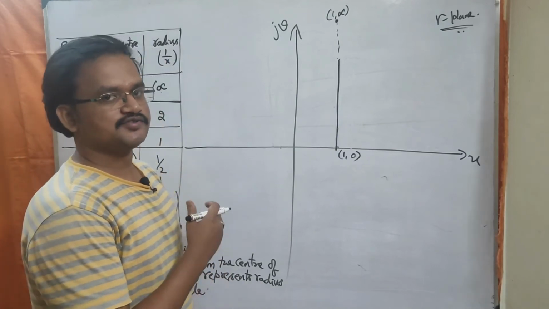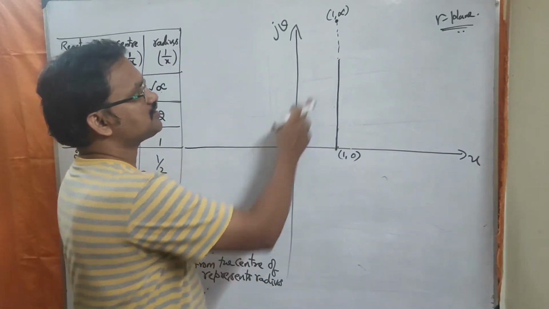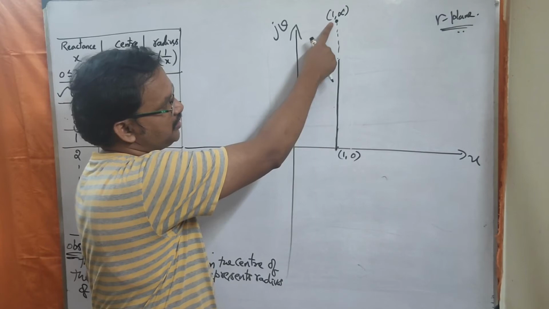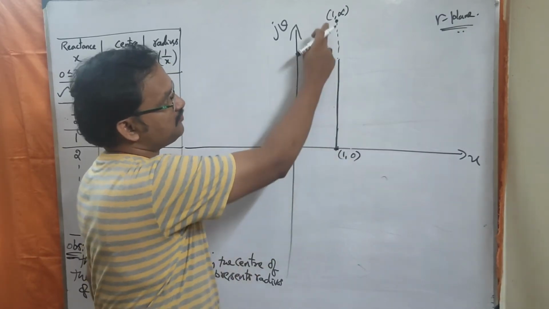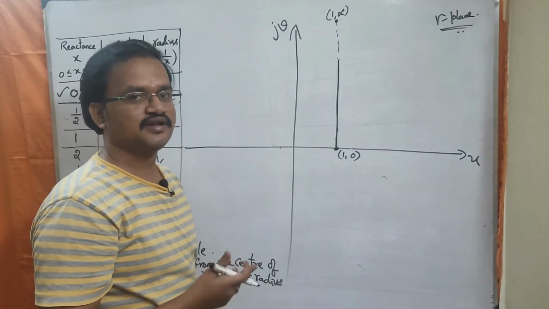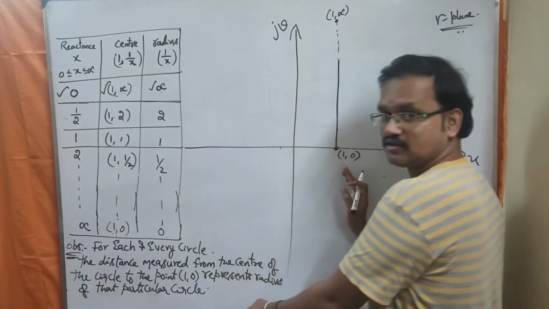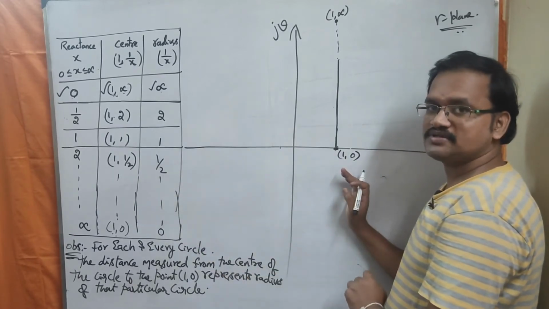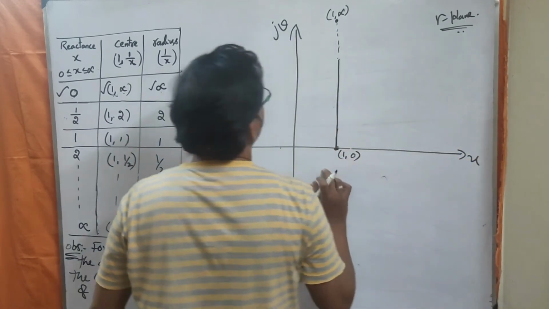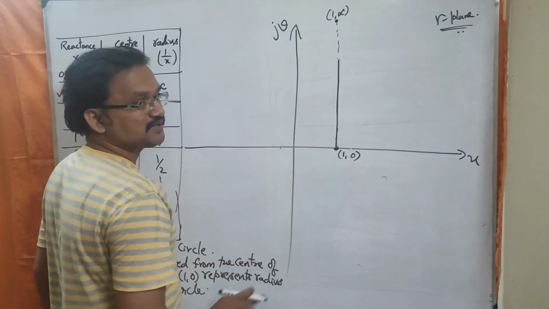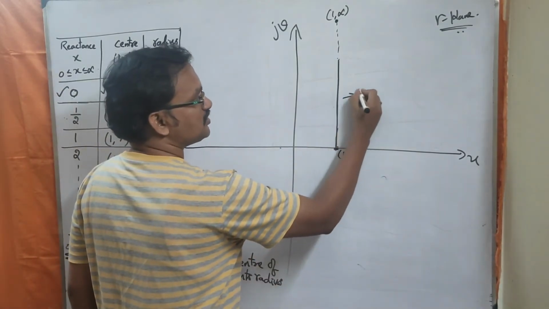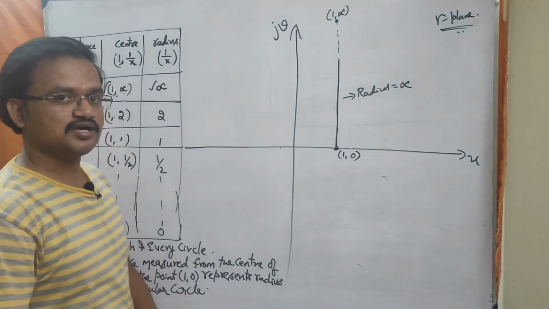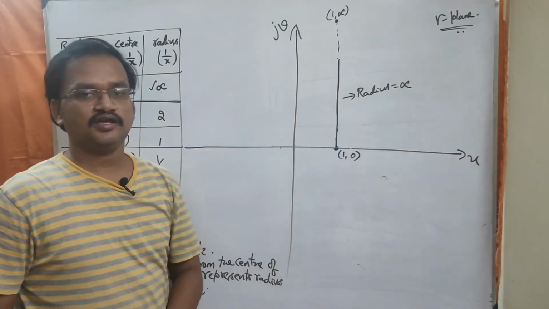Now we are trying to draw the x is equal to 0 circle here. For that circle, the center is at 1 comma infinity. Understood? And the distance from 1 comma infinity to 1 comma 0 represents the radius. That's the observation we have made here. The distance from the center to 1 comma 0 represents the radius, and the length of this radius is equal to infinity. Yes or no? So its radius is equal to infinity.